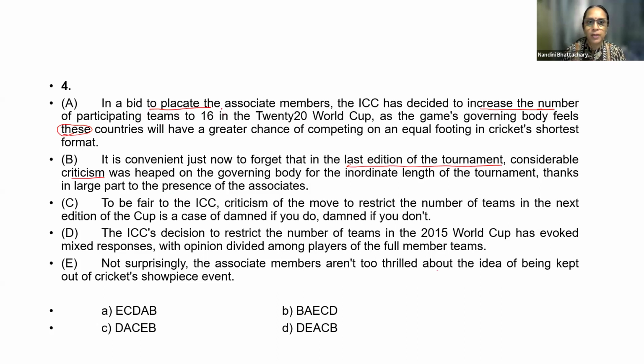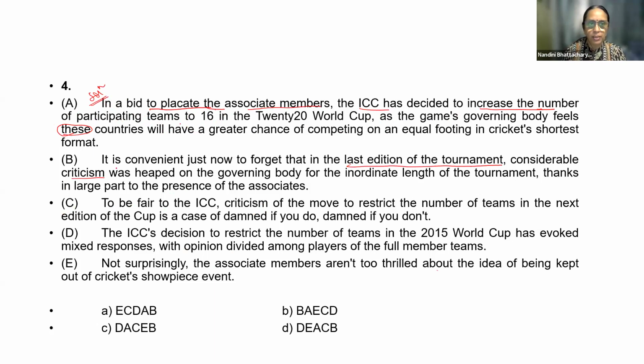In a bid to placate the associate members, ICC decided to do something, decided to increase the number of teams. Yeah. So this is a solution to a problem. So the problem should come first, right? So A will not be an introductory sentence anyway. Any of the options also doesn't have A as the introductory sentence.